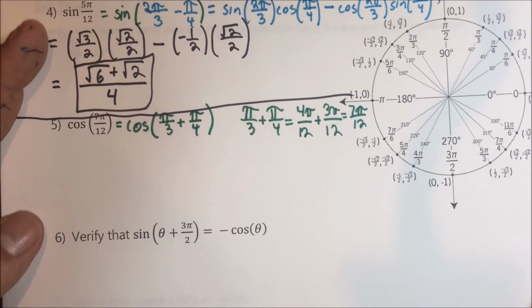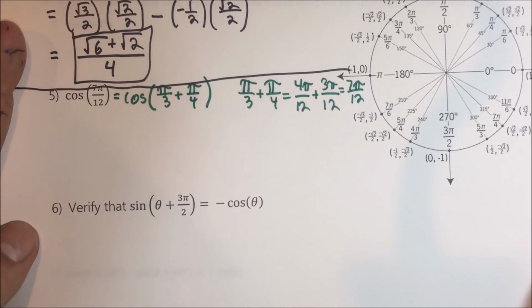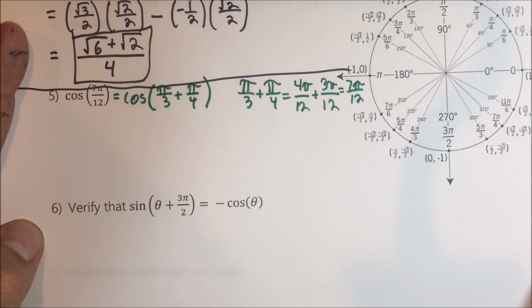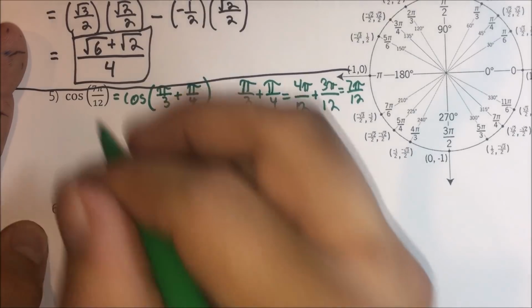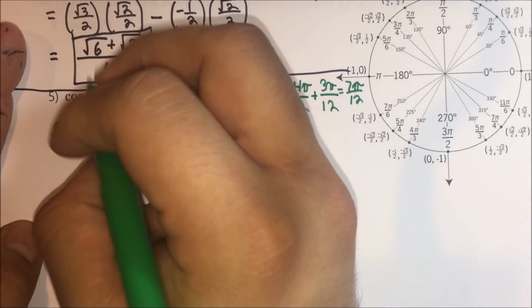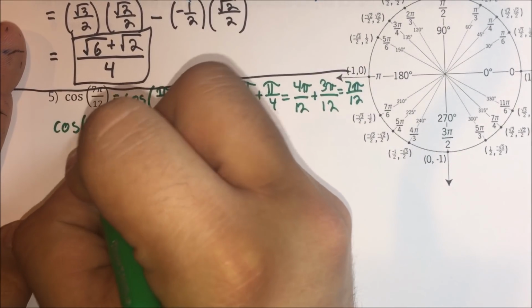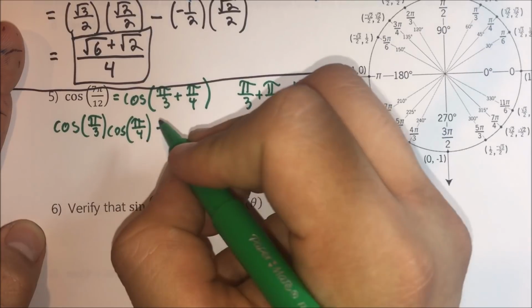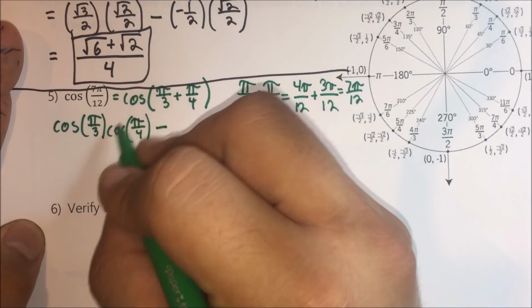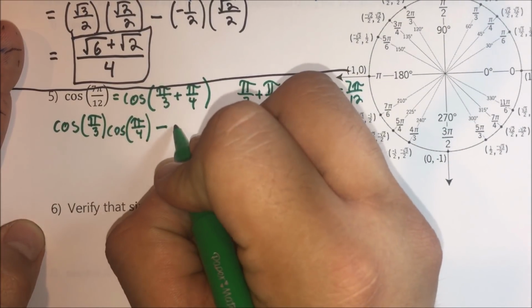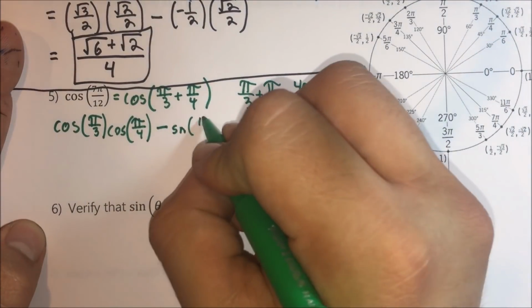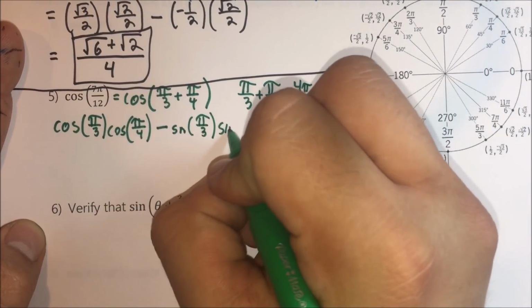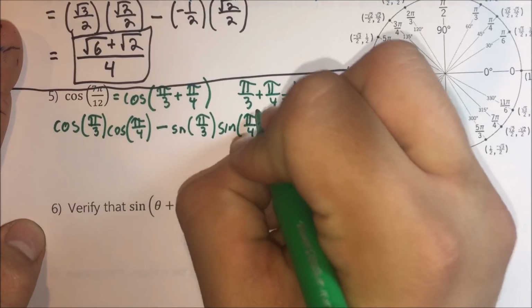Okay, let's use our sum and difference identities that we see on the first page. So cosine of something plus something is going to be cosine, cosine minus sine, sine. So we're going to say cosine of pi over 3 times cosine of pi over 4 minus, so remember cosine differs in that if you have a cosine it's going to be different from the sine, sine of pi over 3 times sine of pi over 4, like that.